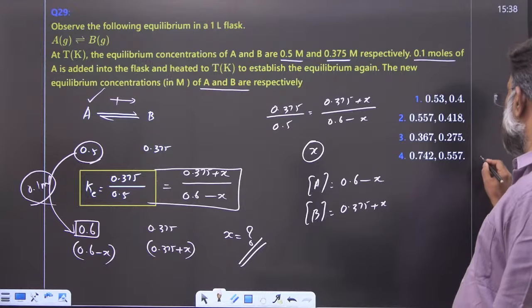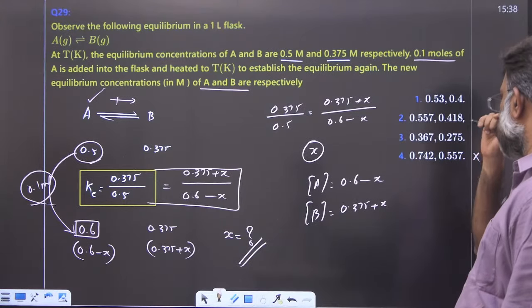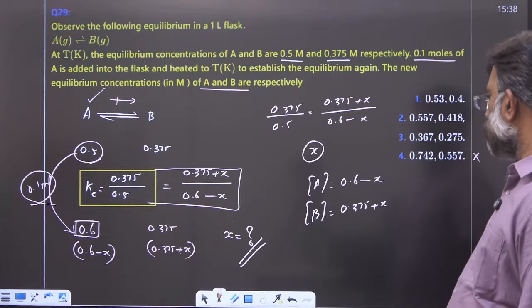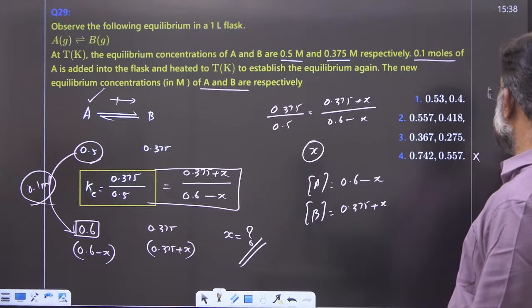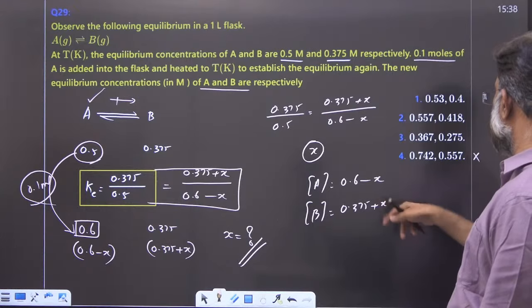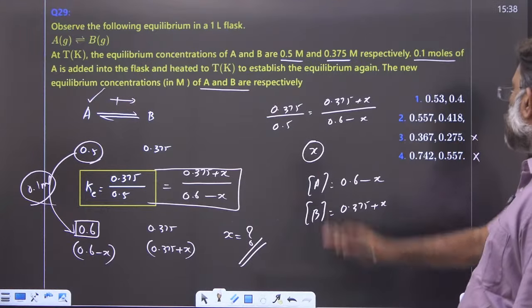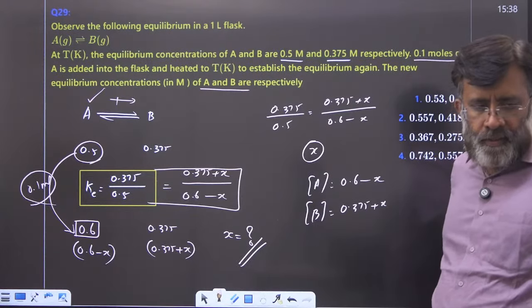Anyway, the answer cannot be option 4. The quantity of A will decrease from 0.6, and the quantity of B must increase from 0.375. So the third choice and fourth choice are out. Is it 1 or 2?